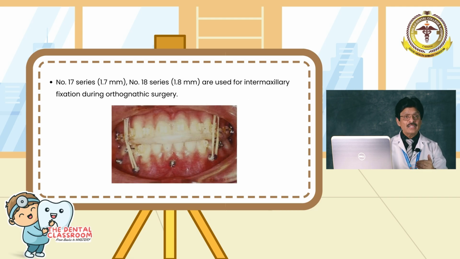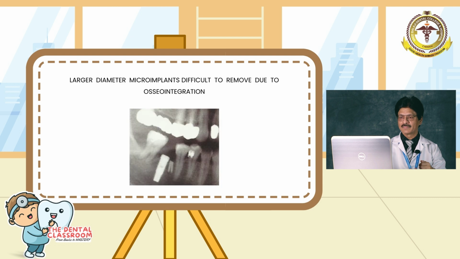So when you use a number 17 series, which is 1.7 mm, or a 1.8 millimeter diameter microimplant, they are used for intermaxillary fixation during orthognathic surgery. Larger diameter implants we don't use more than 2, because we know that they're going to osseointegrate, and in orthodontics we do not want the microimplants to osseointegrate.